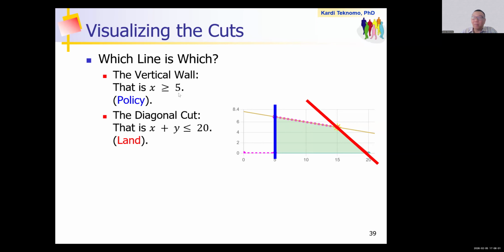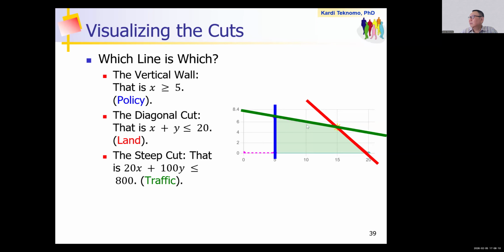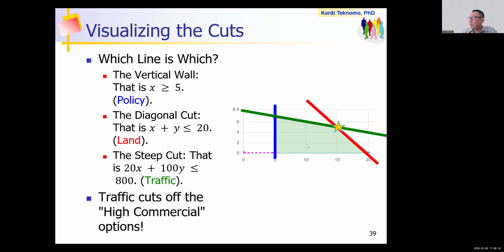Residential must be larger than 5. The red constraint here represents the land constraint, and the third one is the traffic constraint. We found that the optimal value is here, where the land constraint meets the traffic constraint. So these two constraints are binding. The other constraint, the blue one, is not at the optimum point, so it is non-binding.